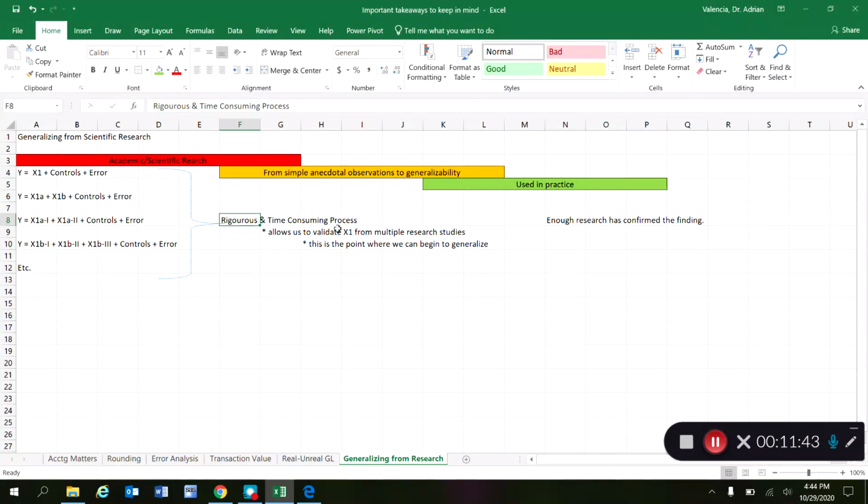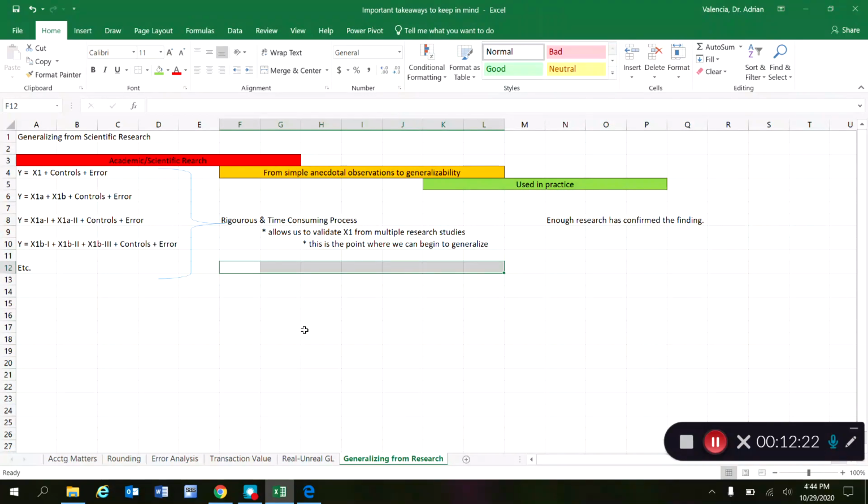And then eventually, as enough studies validate that X1 does affect Y, then we start beginning to generalize, okay? And then we can start saying, oh, that might actually be something, that X1, whatever that may be. In your world of accounting, let's put it into perspective. You are often learning about things about your clients and about things in accounting, but what you are observing is just one or just a few observations.